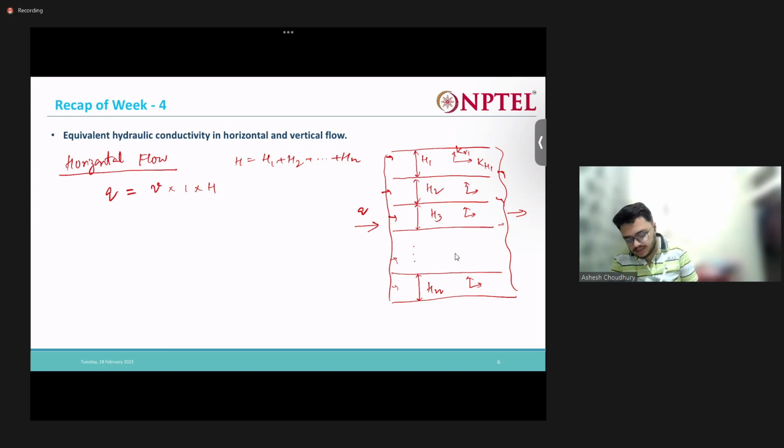Now this q can also be written as v1 into h1 plus v2 into h2 plus dot dot dot plus vn into hn. That is, the sum of the flows in all these soil layers is equal to this total. These v's are the discharge velocity in each of these layers.